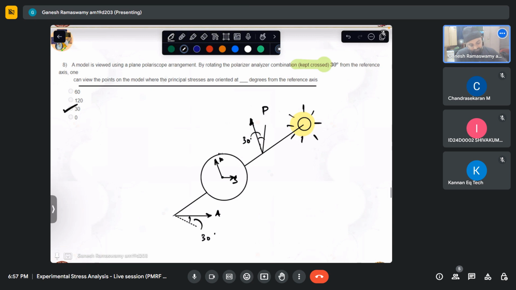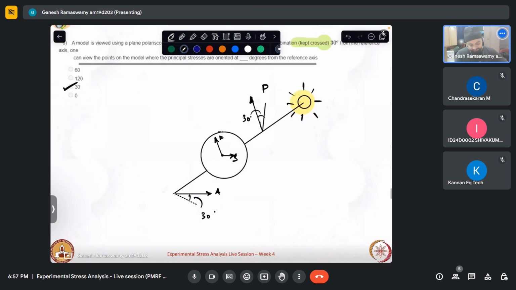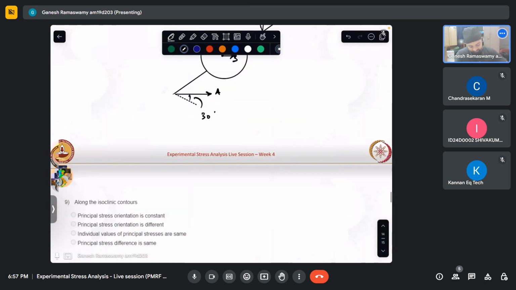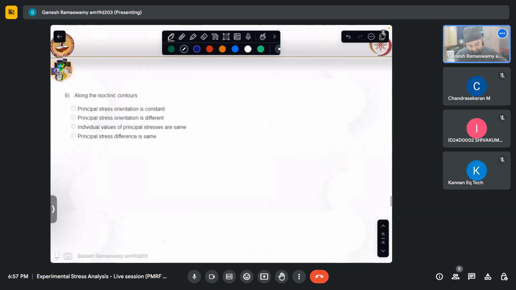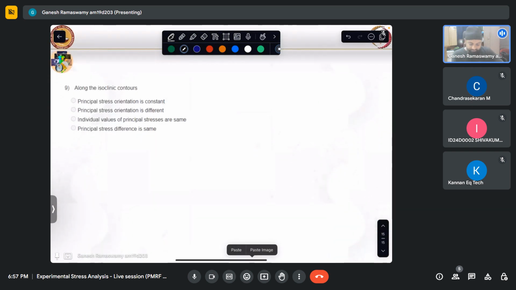Okay. So let us look at this question. Along the isoclinic contours, what is true? Principal stress orientation is constant. Principal stress orientation is different. Individual values of principal stresses are same. Principal stress difference is same.